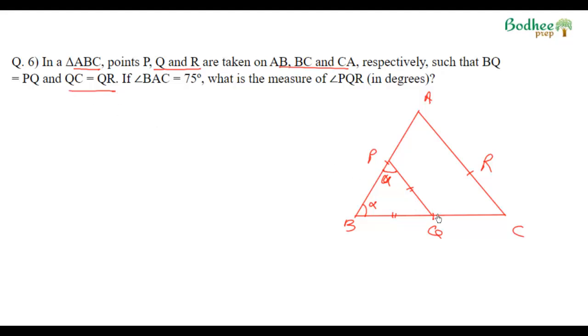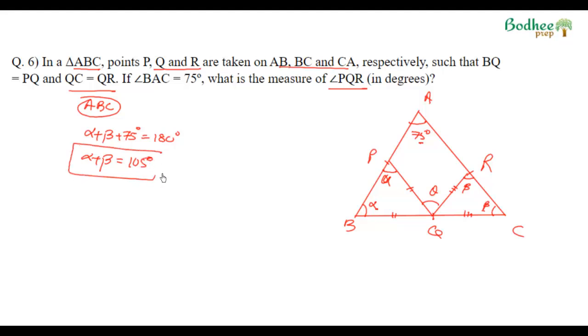Similarly, it says that QC and QR are equal. So QC is equal to QR. So again, in the triangle CQR, these two angles will be equal because this is an isosceles triangle. So let us assume that this is beta and this is also beta. And we have been given that this angle is 75 degrees. We have been asked about PQR. We have to get this value. Let us assume this to be theta. Now it is quite clear that if you look at triangle ABC, then the sum of these angles should be equal to 180 degrees, right? Or we can say that alpha plus beta plus 75 should be equal to 180 degrees. So clearly alpha plus beta will be equal to 105 degrees, right?